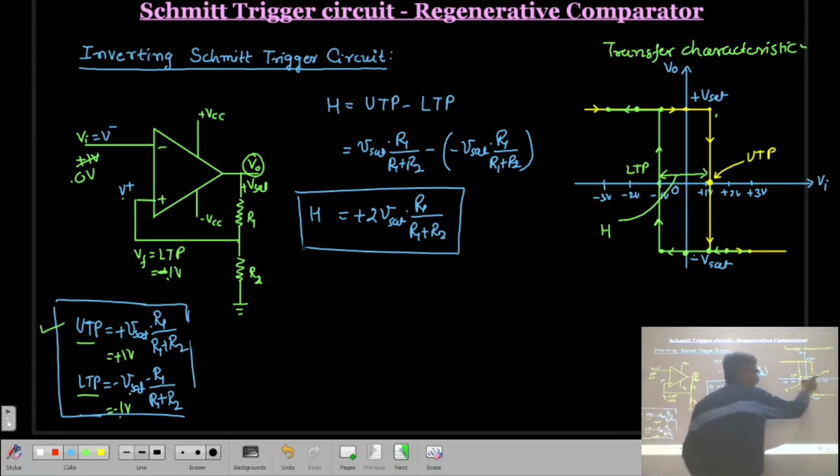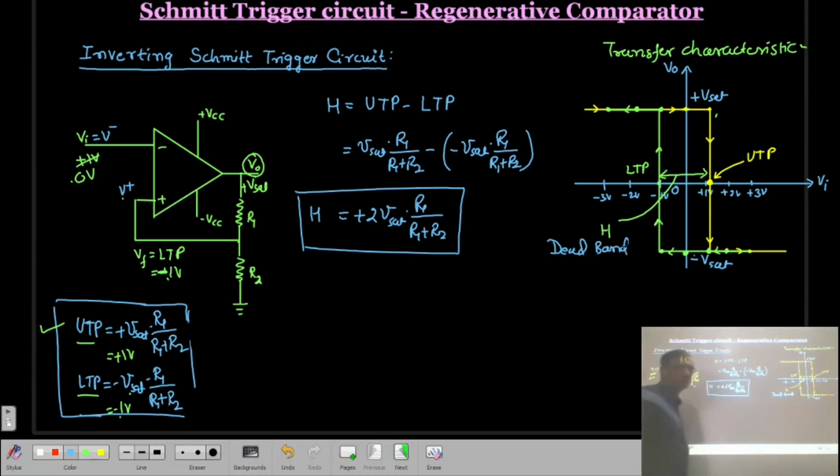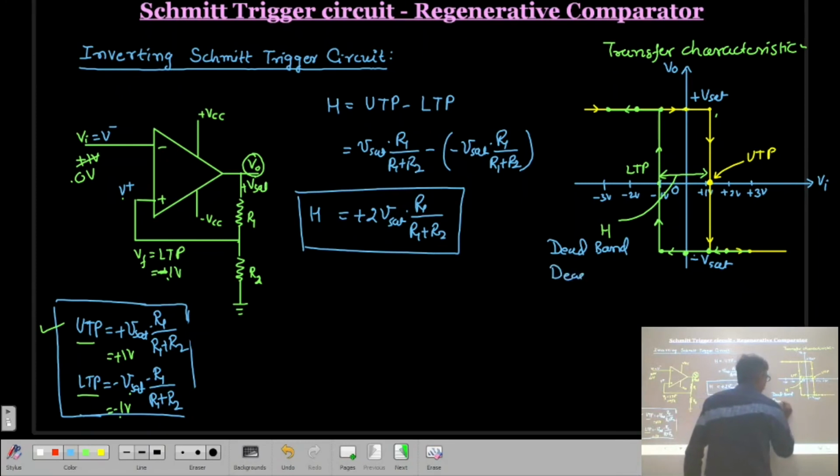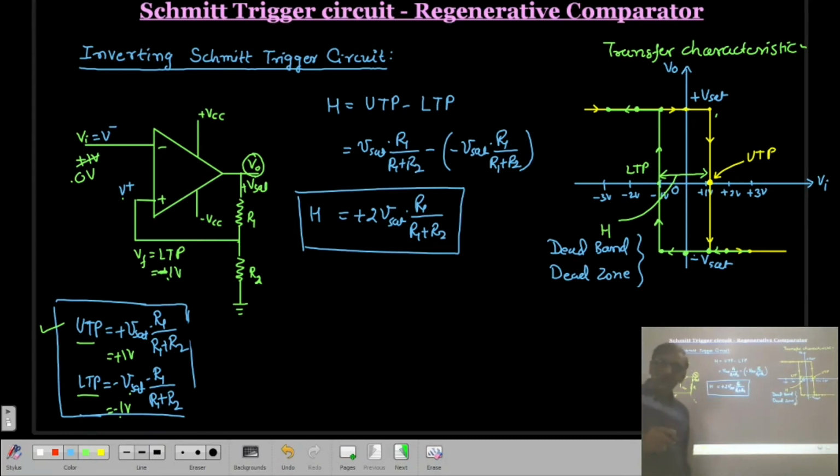This band is also known as the dead band or dead zone. Right? Why is it known as a dead zone? So in this region, if my input voltage is increased or decreased, the output remains in the previous state only. It is not going to change.